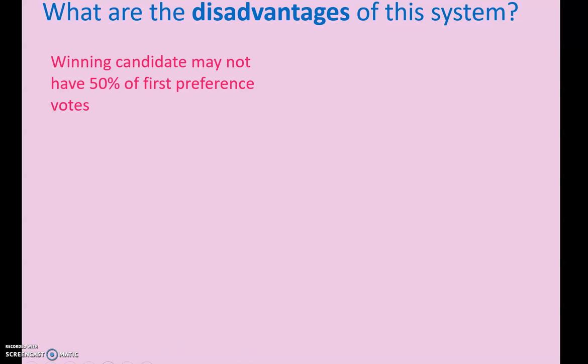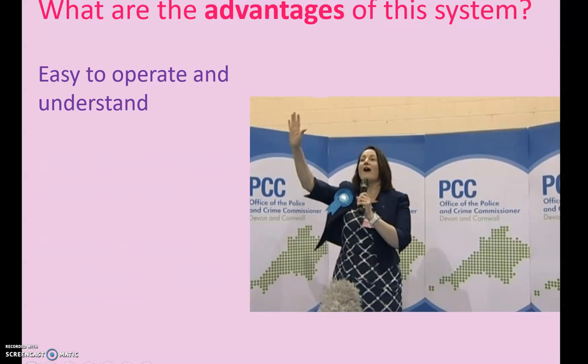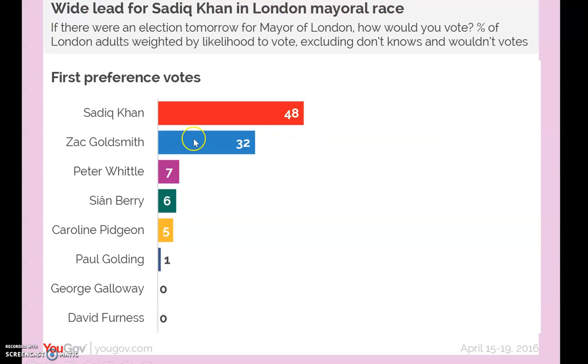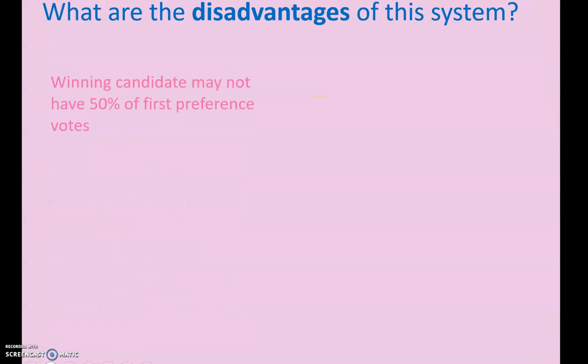So if we go back to that London mayor, for example, what can happen sometimes: Sadiq Khan got 48 and Zac Goldsmith 32, but let's say in the second preference votes Zac Goldsmith overtook Sadiq Khan and won, which would be a slightly odd result, you might argue, because the person who came second in the first round might actually win. If all these other voters all voted for Zac Goldsmith and none of them voted for Sadiq Khan, then Zac Goldsmith, who came second on the first preference, might actually win. And this has happened. It happened in Warwickshire for the Crime and Police Commissioners.